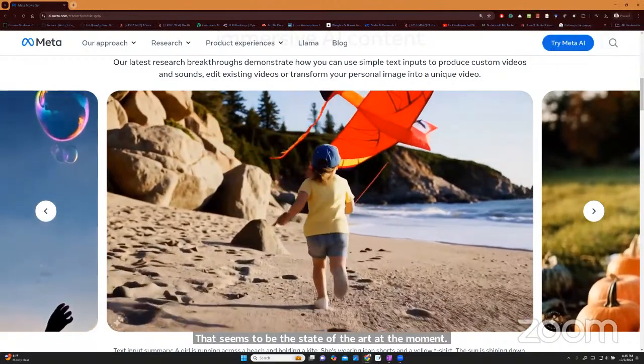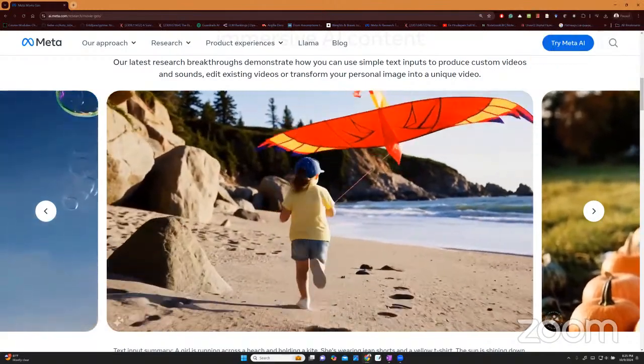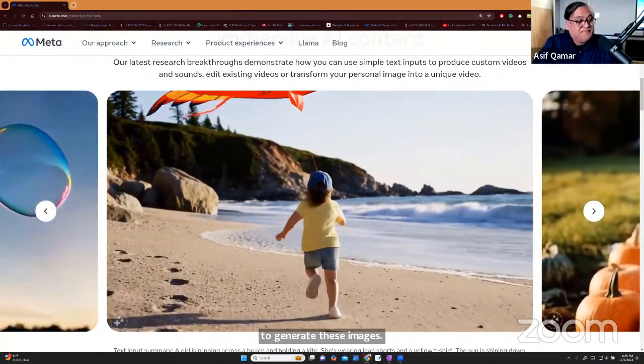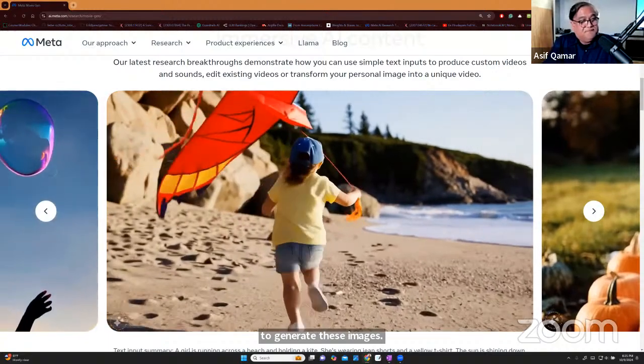The amount of hardware they took is astounding to generate these images. Yes, it's a huge amount of hardware that has gone into this.